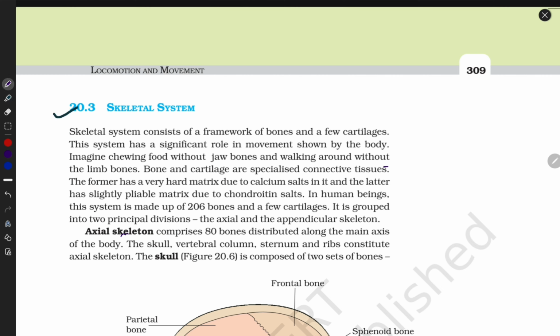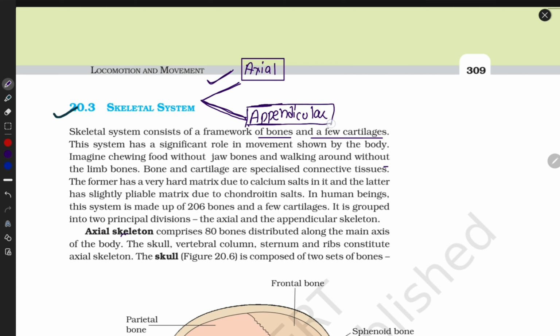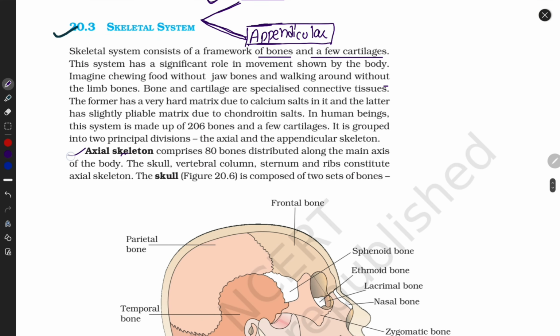The skeletal system is made up of bones and a few cartilages. For an easy understanding, we divide the skeletal system into two parts. The first is the axial skeletal system and the other is the appendicular skeletal system. Today we are going to discuss the axial skeletal system, and afterwards the appendicular skeletal system. The axial skeletal system is made up of 80 bones.